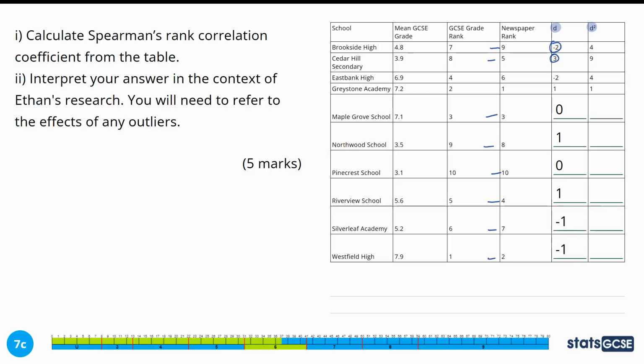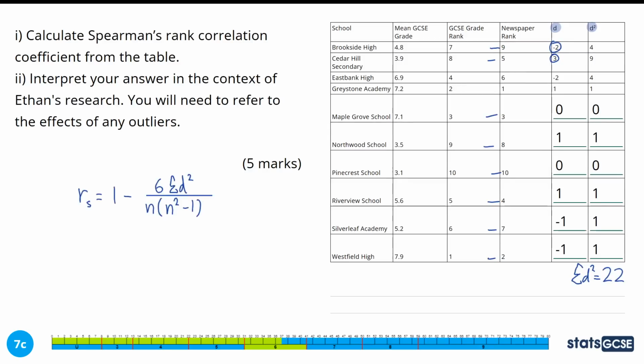Then, to get the D squared column, we just square the D's. And essentially what we're doing here is making everything positive. So 0 squared is 0. 1 squared is 1, 0 squared is 0, 1 squared is 1, minus 1 squared is 1, and minus 1 squared is 1. Now we add the D squared column, which gives us 22.